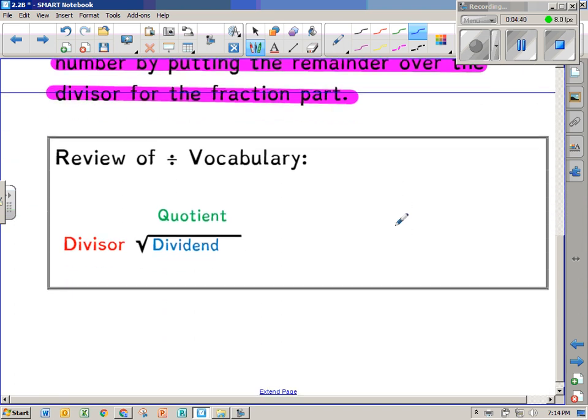Just a little quick review right here of our vocabulary. Make sure you know the number you're dividing into is the dividend, the number you're dividing by is the divisor, and your result is the quotient. Those terms are used often, and I want you to make sure you know which is which, especially the dividend and the divisor.